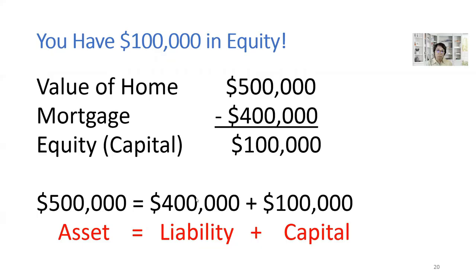So now, if you look at the bottom, do you see the equation? Asset equals liability plus capital. Now, capital equals the same as equity. So the asset, the house, 500,000 equals the liability, which is the mortgage, 400,000 plus capital, 100,000, or your equity. You have $100,000 equity in your home.